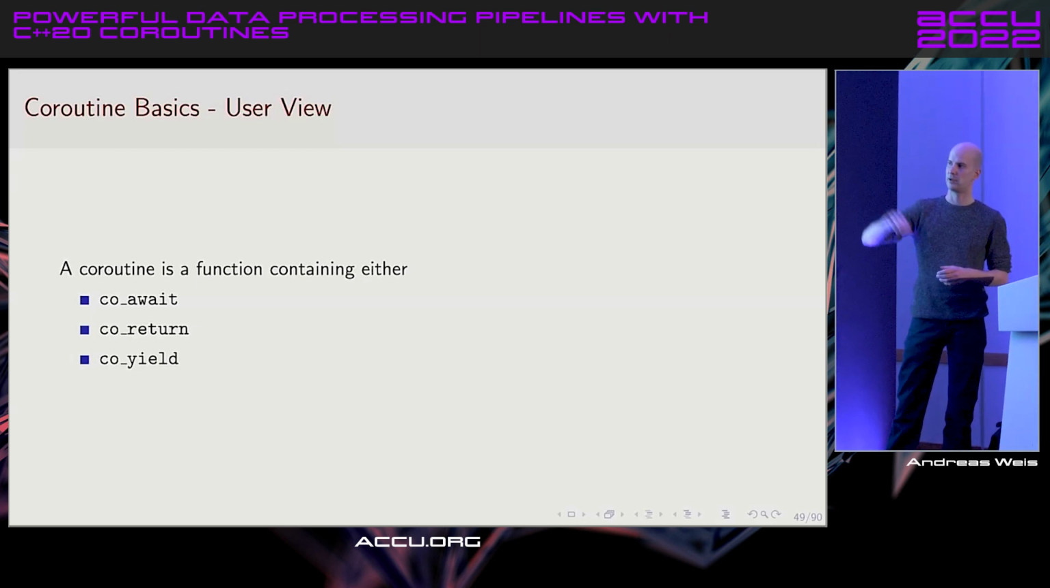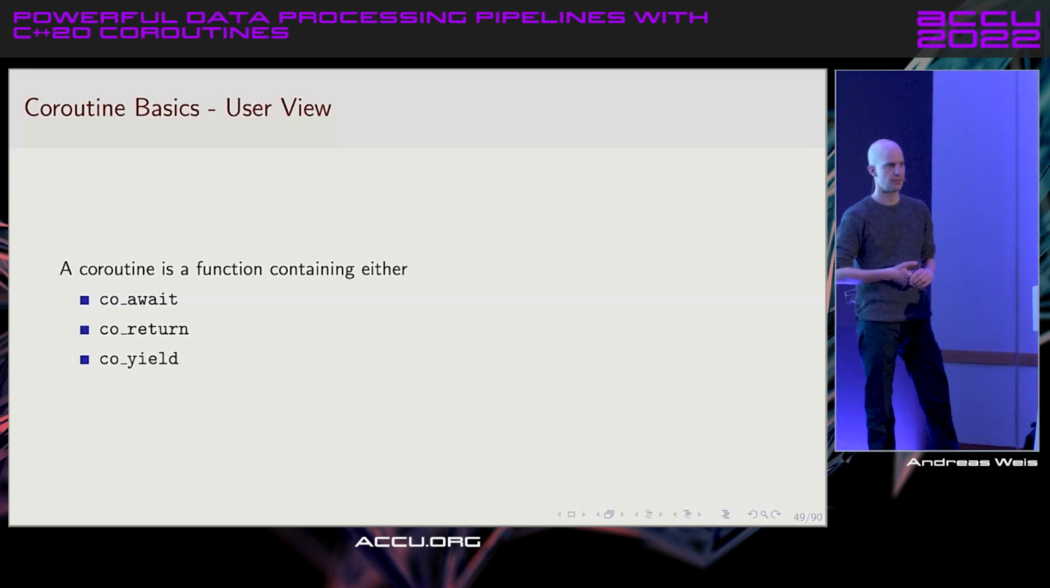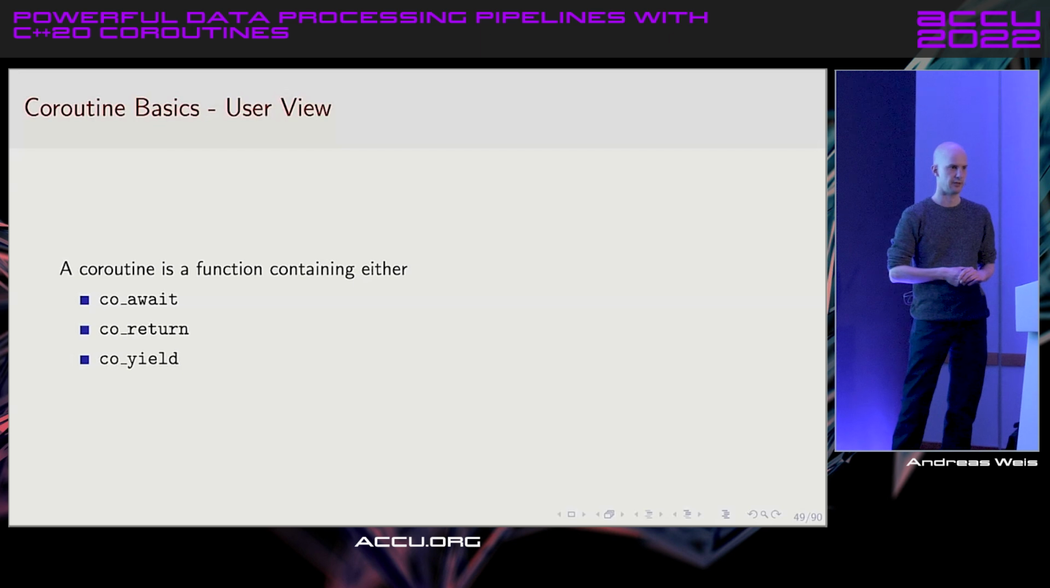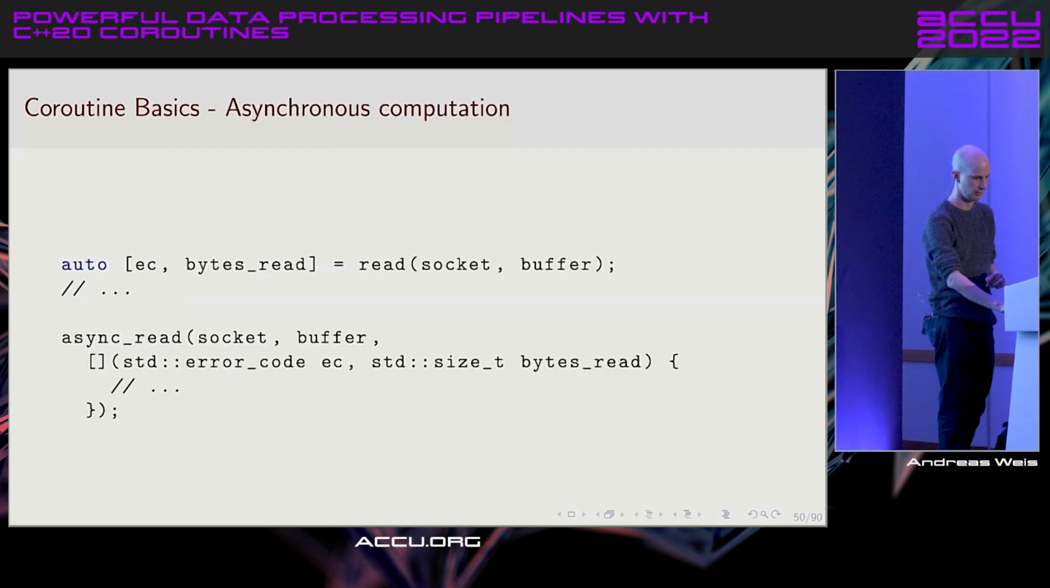The co_return is really only interesting when the coroutine shuts down, and the co_yield is pretty much a special case of the co_await. So if you've understood the co_await, then the co_yield is not going to give you much trouble, probably.